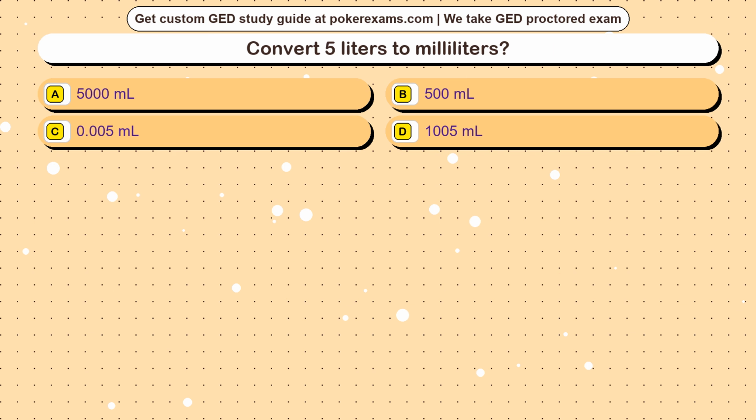Question 9. Convert 5 liters to milliliters. Option A, 5000 ml. Option B, 500 ml. Option C, 0.005 ml. Option D, 1005 ml.